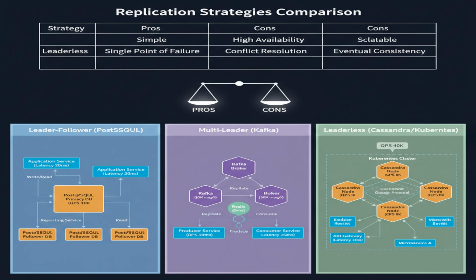We've designed a robust, scalable, and highly available replication system. The key trade-offs: leader-follower, simple, single point of failure; multi-leader, complex conflict resolution; leaderless, eventual consistency. Future steps: explore consensus algorithms like Raft for stronger consistency when needed. Remember, choosing the right replication strategy depends on your specific requirements and constraints. Now go build something amazing.